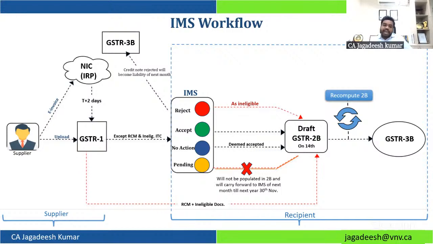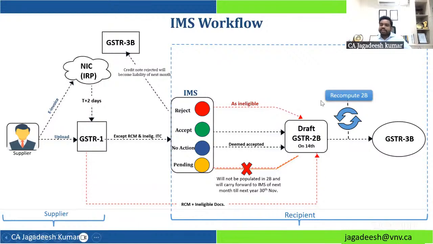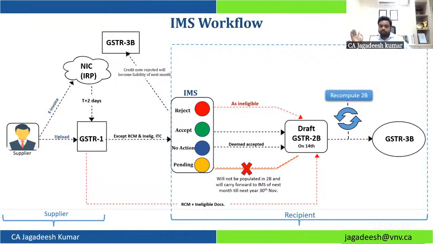As long as you take actions in the IMS, my GST2B will get updated. Earlier, in the previous return filing system, my GST2B was static. But after implementation of IMS, my GST2B will get updated. If I take any action after generation of the GST2B, after the 14th, or say I am on the 17th and I have rejected any of the invoices which are already populated in my GST2B on the 14th, then my 2B will get updated.